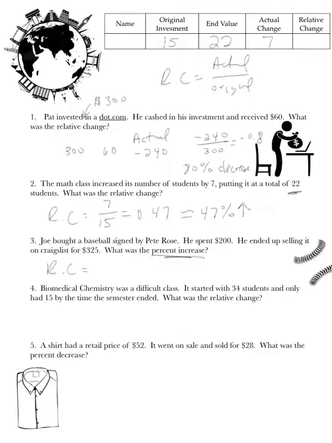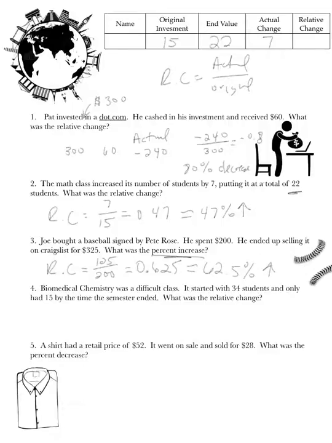the actual change is the difference of 325 and 200, which is 125. The original value was 200. I'm going to put that in my calculator. I get 0.625, and that is a 62.5% increase.